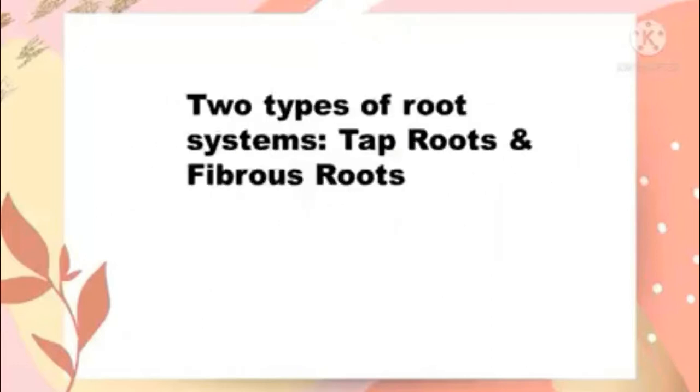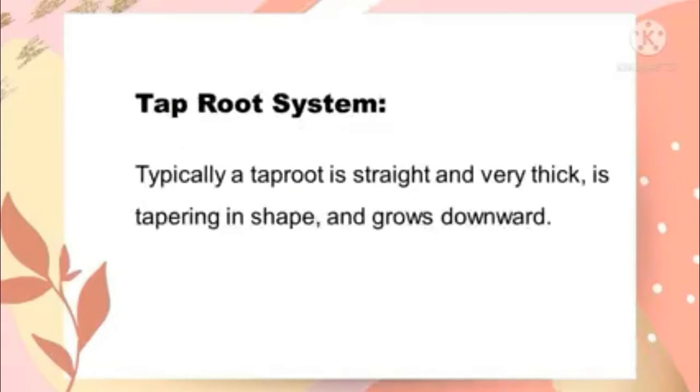And also, we have two types of root systems, taproots and fibrous roots. The taproot system. Typically, a taproot is straight and very thick, is tapering in shape, and grows downward. The taproot system is found in most dicotyledonous plants, and is also called the primary root.